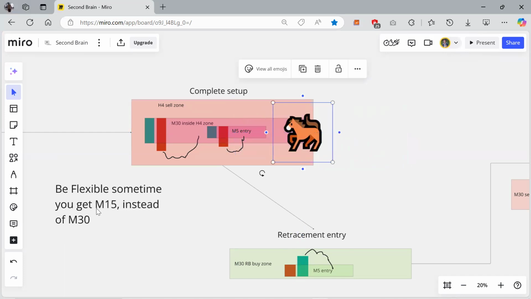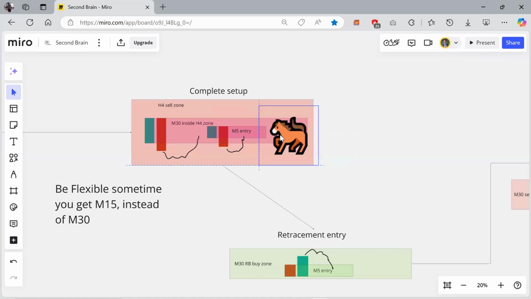And again, also with the M30, be very flexible. Sometimes it can be M15. Sometimes it can even be H1. Okay, so be very flexible. It is a game that we are playing. Don't take it so serious. Okay, we catch the horse again.